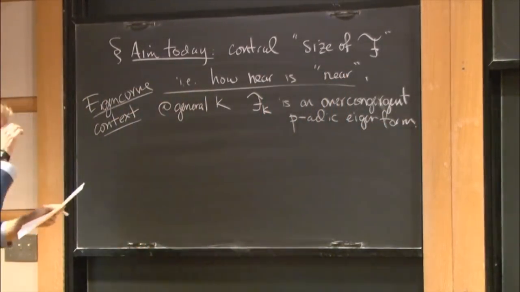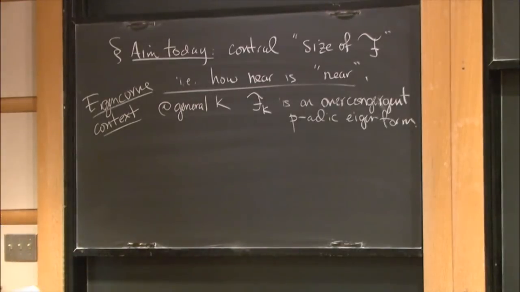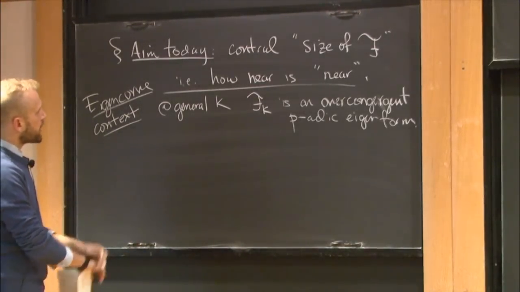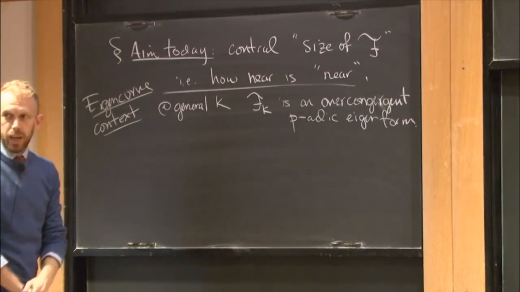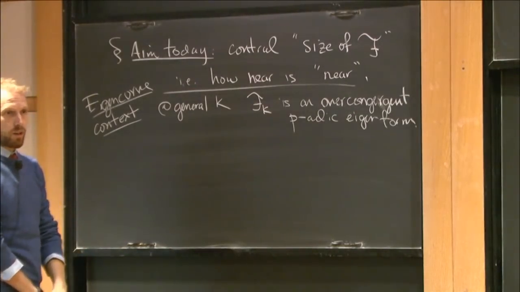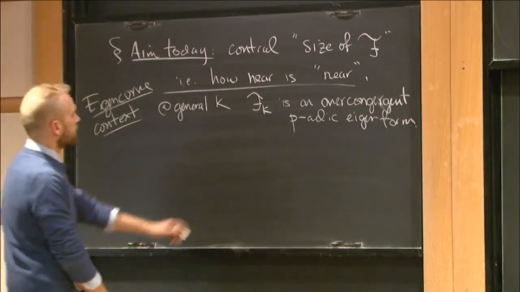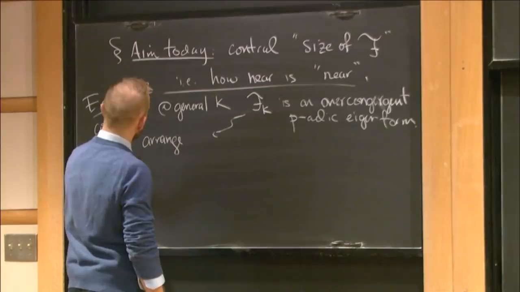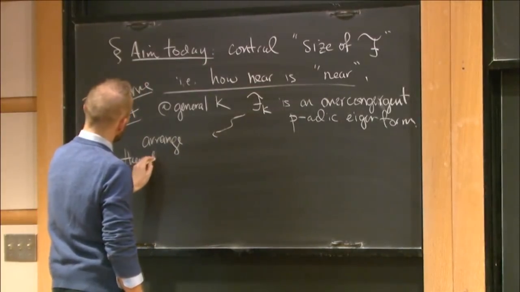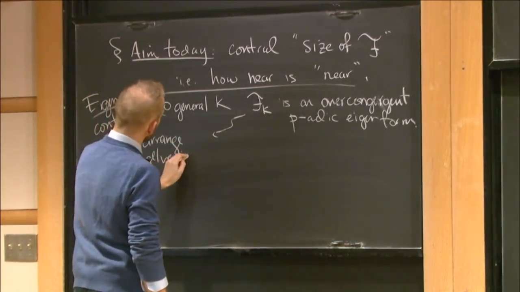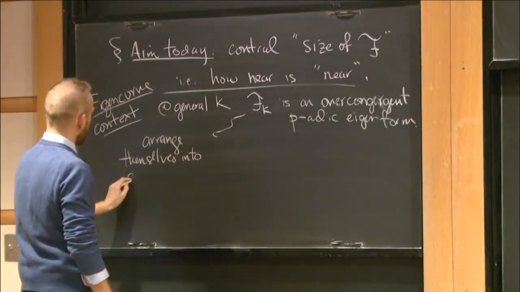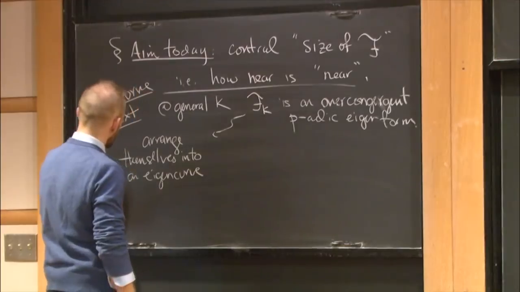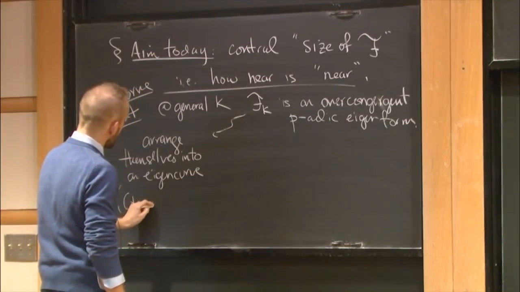Okay, and such objects, which are generalizations of modular forms, arrange themselves into a beautiful geometric object called an eigencurve that was invented by Coleman and Mazur in the late 90s. So these arrange themselves into an eigencurve. And this is the work of Coleman-Mazur.